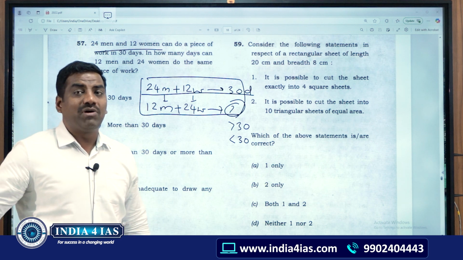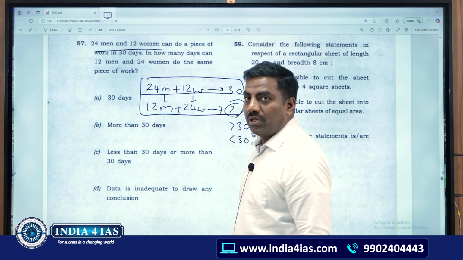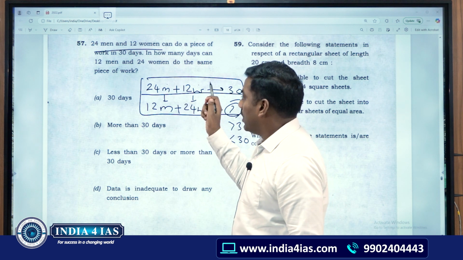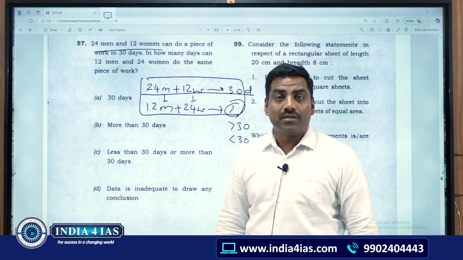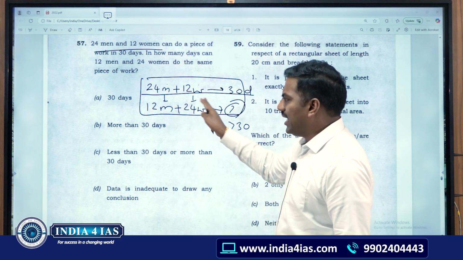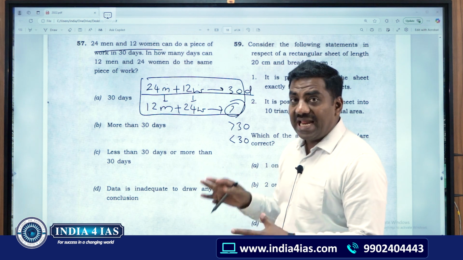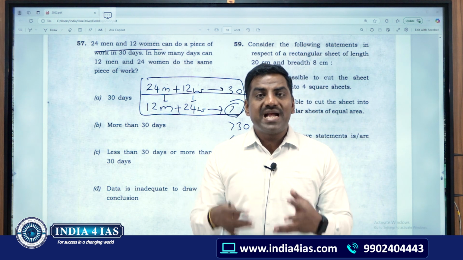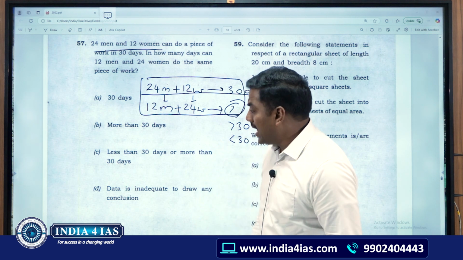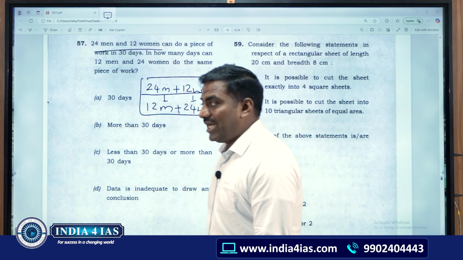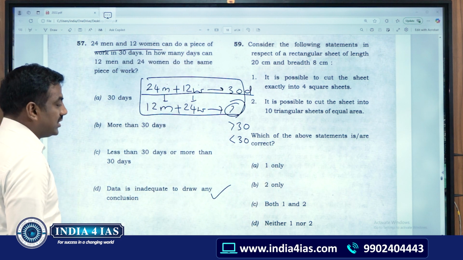If men and women are equally capable, M will be equal to W. Either you take M or W. So 24 and 12, 36 people at work. There is no differentiation between men and women, so 36 people will take 30 days. Similarly here also 36 people are working, so they will take 30 days. So the answer can be anything. But since we don't know the relative efficiency of men in comparison with women or vice versa, we cannot draw any conclusion here. We have to understand this. So this is a very tricky one.